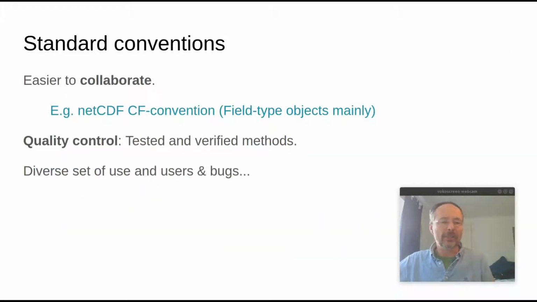What we're aiming for is to have a set of standard conventions, which makes it easier to collaborate and use the same tools. One example is the netCDF CF convention for the file types when the data is stored on disk. This is mainly true for the field type of objects, but there are also other types of objects for which we don't really have any conventions.